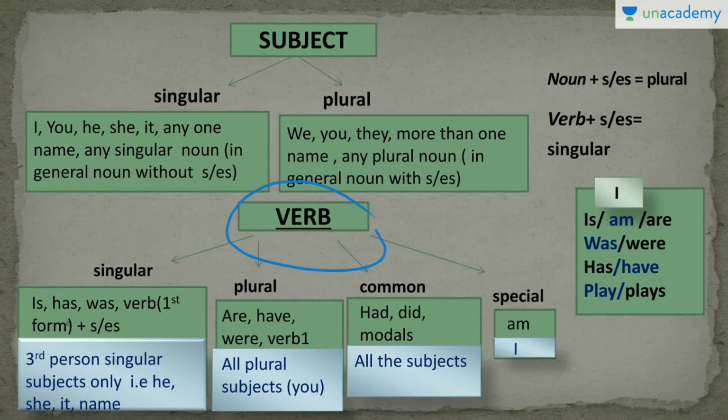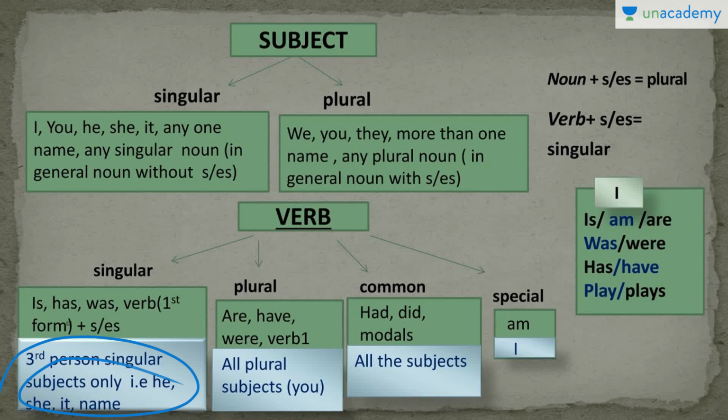Now, let us talk about verbs. Verbs can be classified into four categories: singular, plural, common, and special. Now, remember that I have made these classifications for the sake of convenience only. Let us start with the singular verb. Remember that singular verbs cannot be used with all the singular subjects. They can be used with only third person singular subjects.